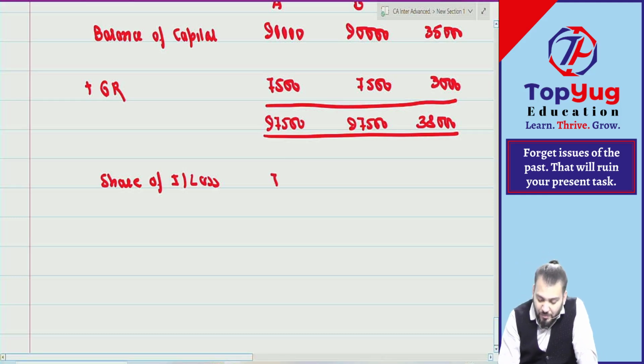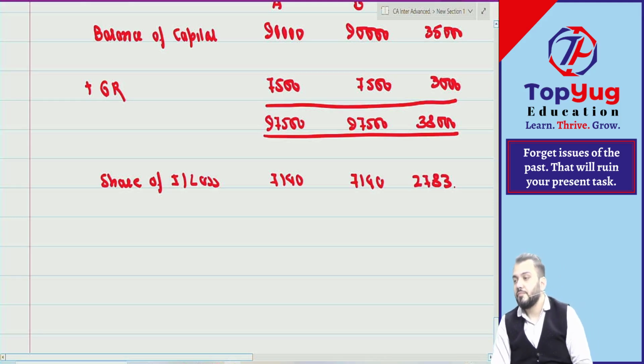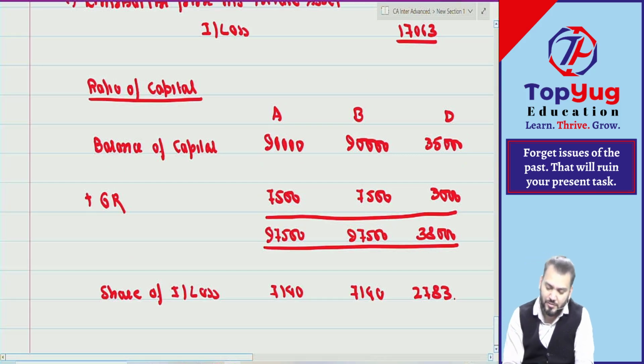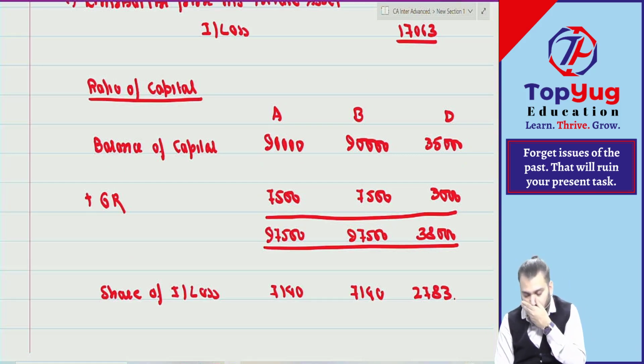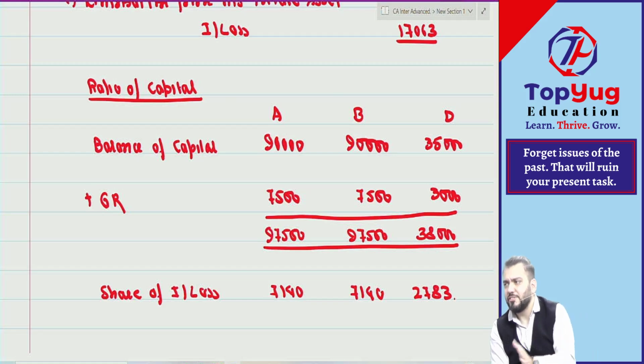I think it will be 7140 and 2783. So what is the last journal entry? A account debit, B account debit, D account debit to what? C. Correct? Can we do it? Have you understood this? You can write as per Garner versus Murray. That you write down, na? As per Garner versus Murray.